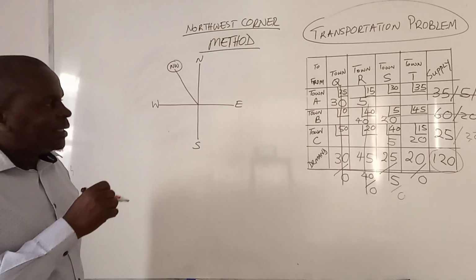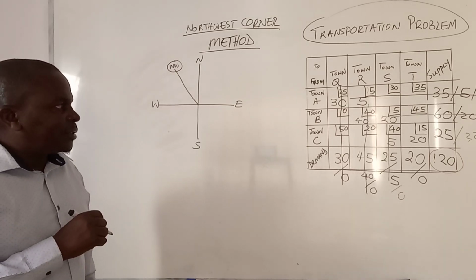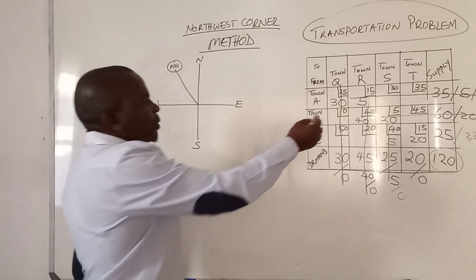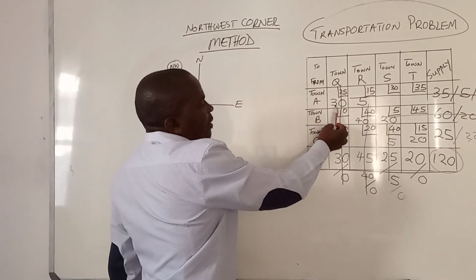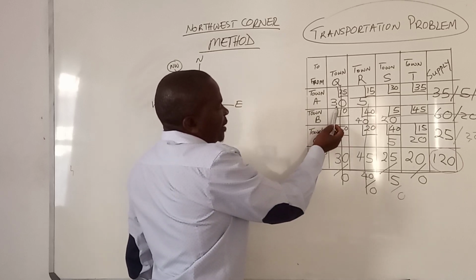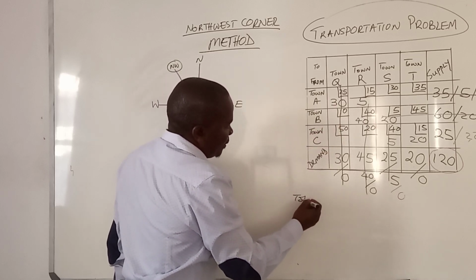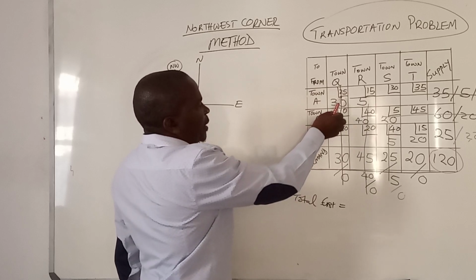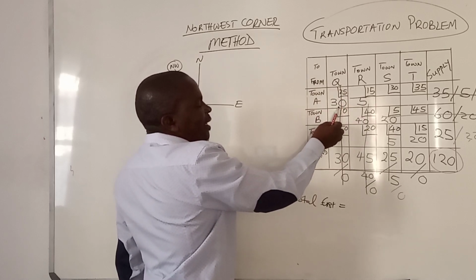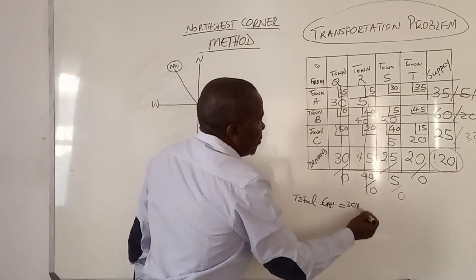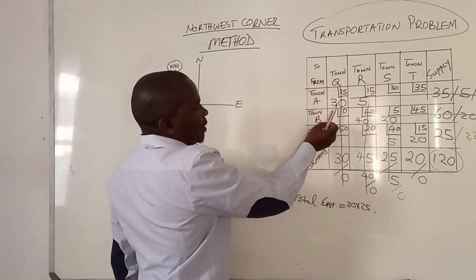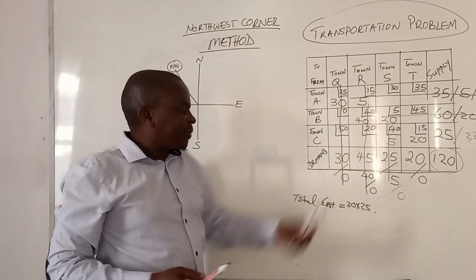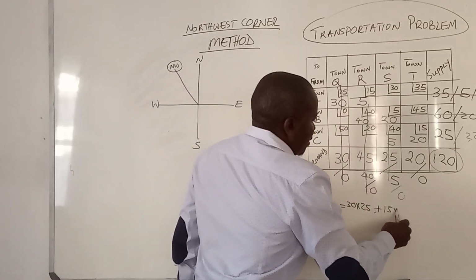To calculate the cost of the initial solution now, we're going to focus on cells which have got 2 numbers, the cost per unit and the demand or supply, which is 30 in this case. So the initial total cost is equal to, we multiply these because this is the cost per unit, these are the number of units, so it's going to be 30 multiplied by 25 for this cell. And then the next one is going to be 15 times 5, so plus 15 multiplied by 5.